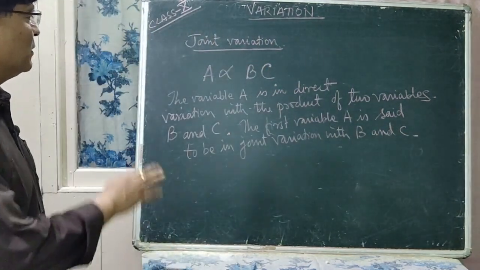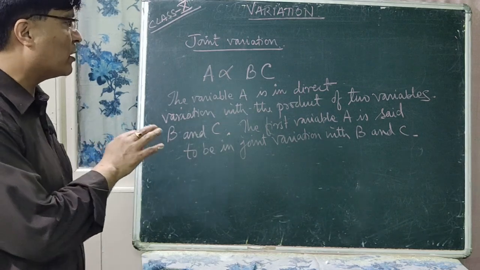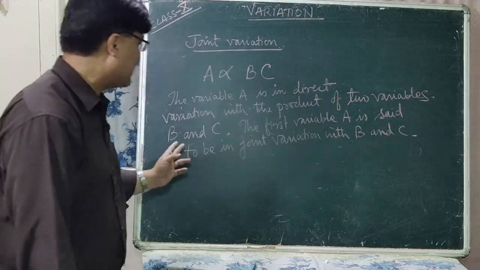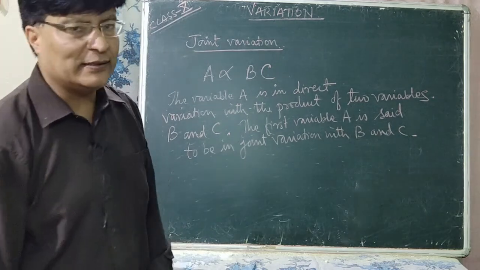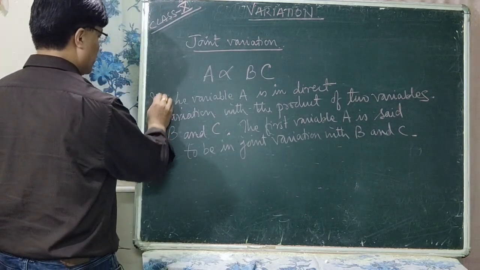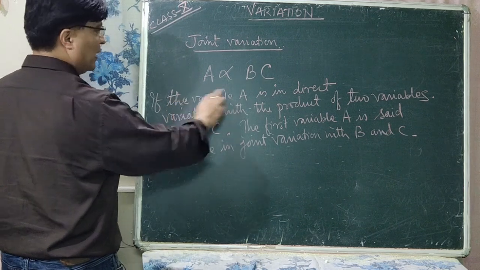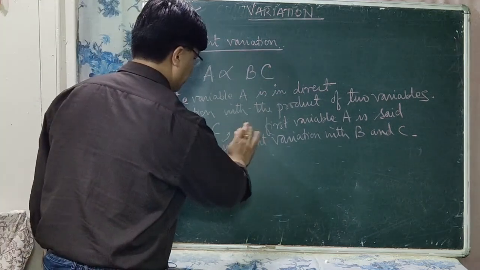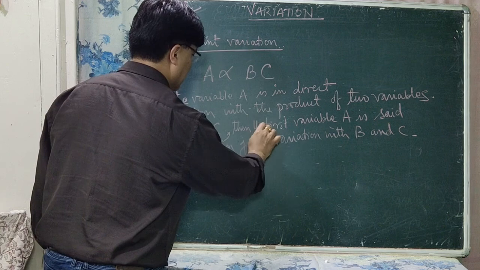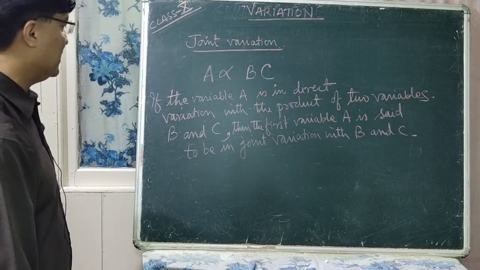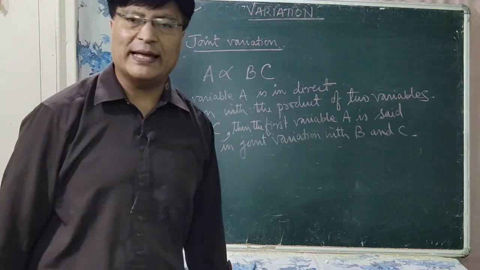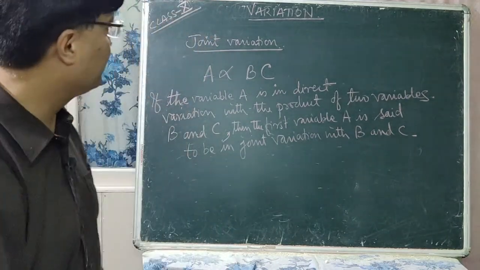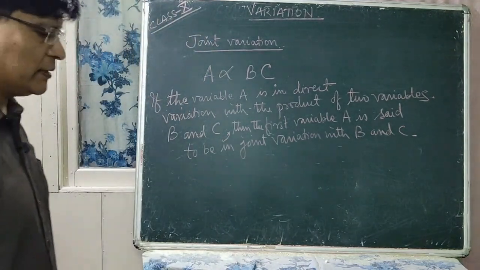Is that clear? The variable capital A is in direct variation with the product of two variables B and C. Then the first variable capital A is said to be in joint variation with B and C. Or you can write it as: if the variable capital A is in direct variation with the product of two variables B and C, then the first variable capital A is said to be in joint variation with B and C. So this is the meaning of joint variation. So you can copy it.